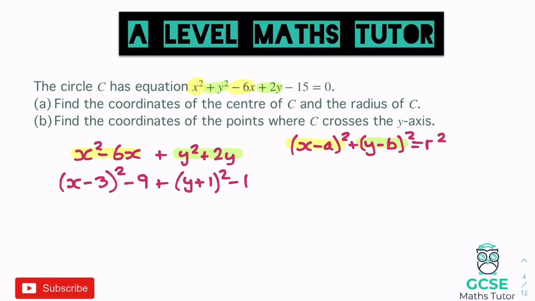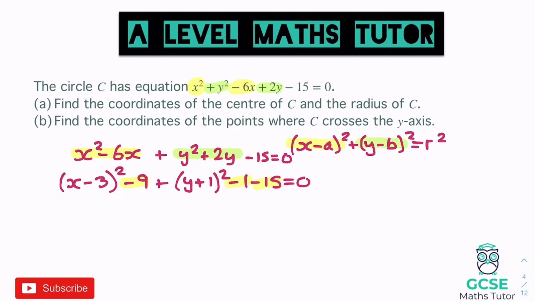Then we've still got that minus 15, so I need to bring that minus 15 back in. There we go, and it all equals 0. So let's add the minus 15 in. There we go, and that all equals 0. Now if we have a look at just the numbers that we've got there, we've got a minus 9, a minus 1 and a minus 15.